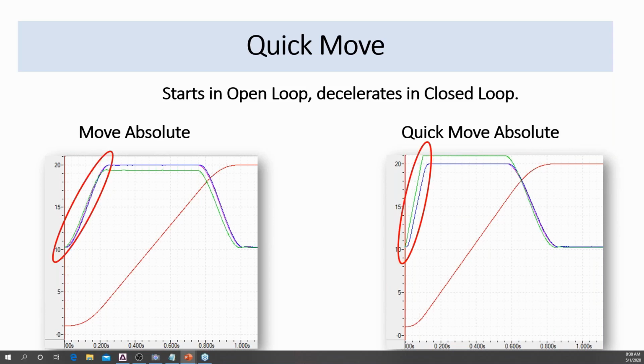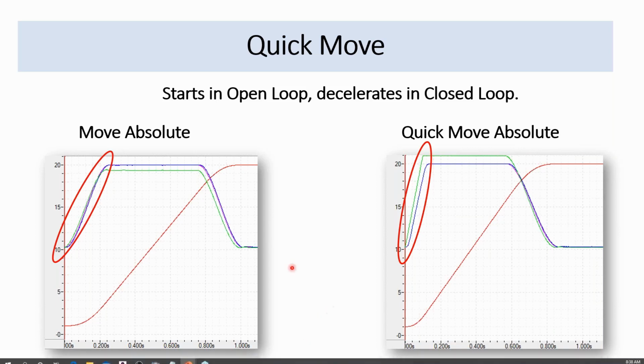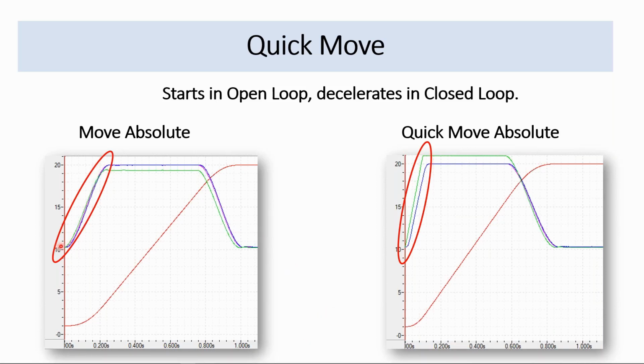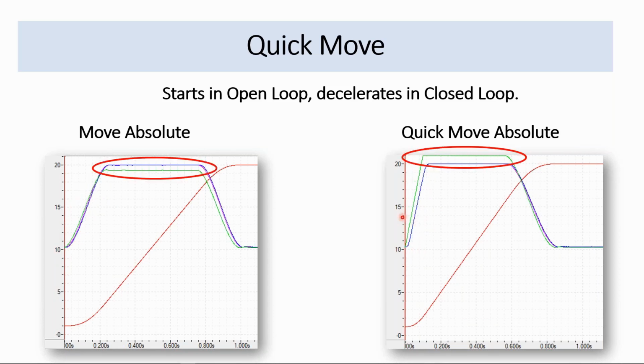Notice when we accelerate on the move absolute, we're in closed loop control. So we have a motion profile, the target's changing here, and the control output is changing to try to make sure we follow that. On the quick move absolute, we don't have a target we're following. We just set the control output to ramp up in a straight line to our max value, and then the motion does whatever it happens to do.